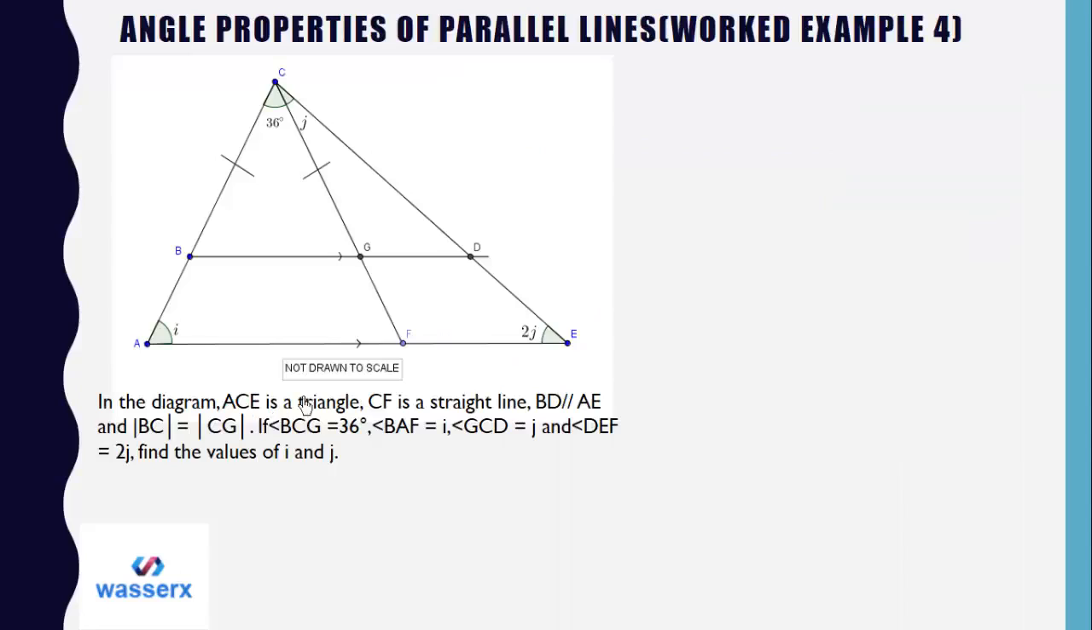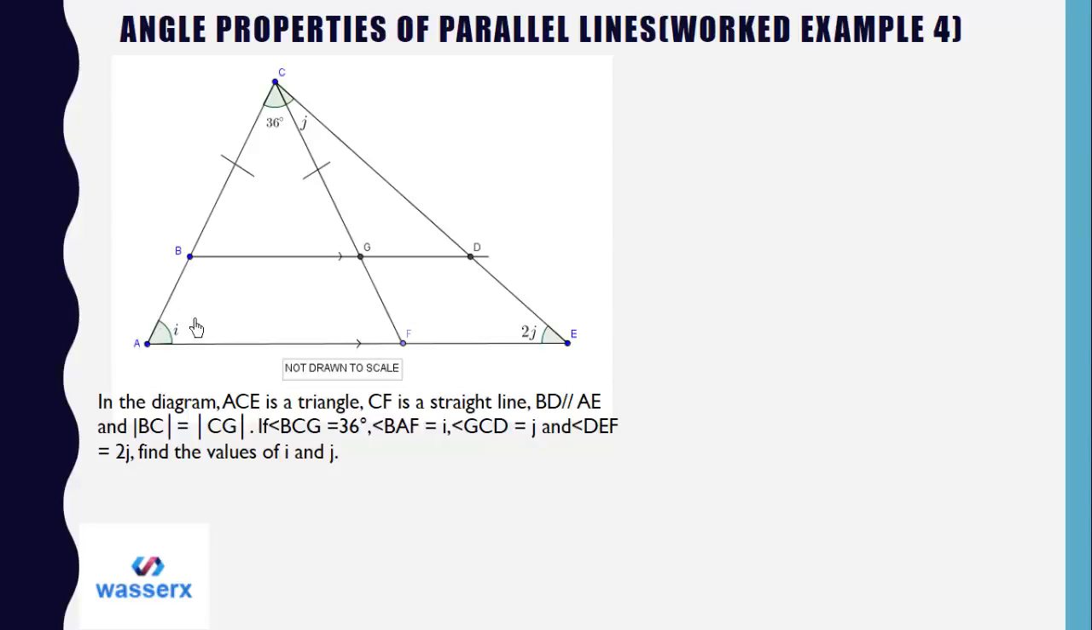In the diagram, ACE is a triangle, CF is a straight line, then we have BD is parallel to AE, and BC is equal to CG, so isosceles triangle. If angle BCG is 36 degrees, angle BF is I degrees, and angle GCD is J, and angle DEF is 2J, this angle. Find the values of I and J. So this is how we go about it.